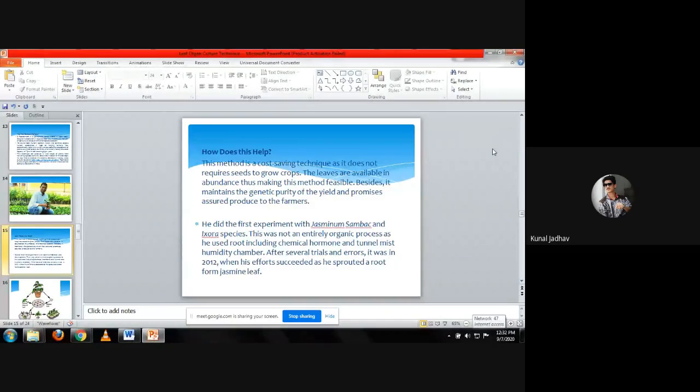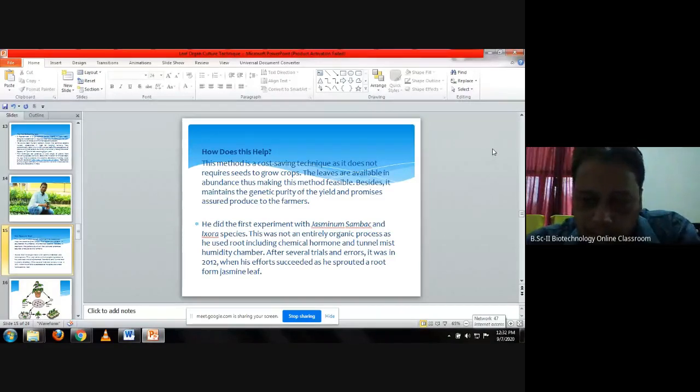Yes, sir, understood. So he did his first experiment with Jasminum sambac and Ixora species and he got success. Afterwards he devised this formulation for other fruit and leaf vegetable varieties, and he is producing these on a large scale.